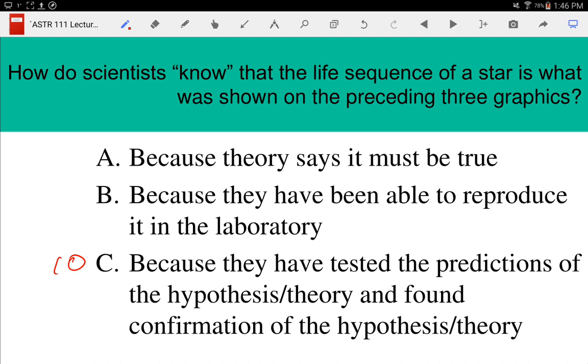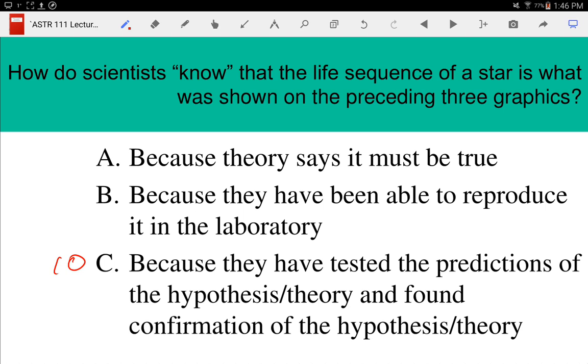Now, that's the correct answer. Looking at these, what we would like, ideally, for scientific theory is to be able to reproduce it in the laboratory, right? Well, we can't do this.